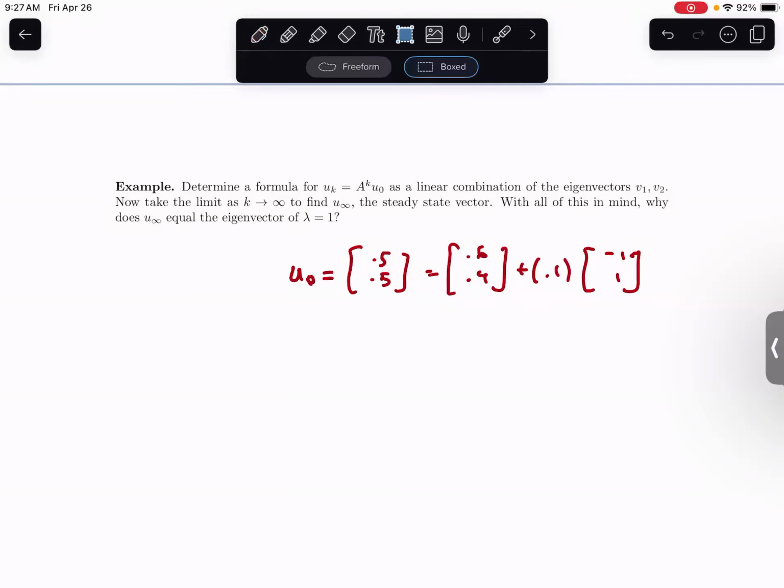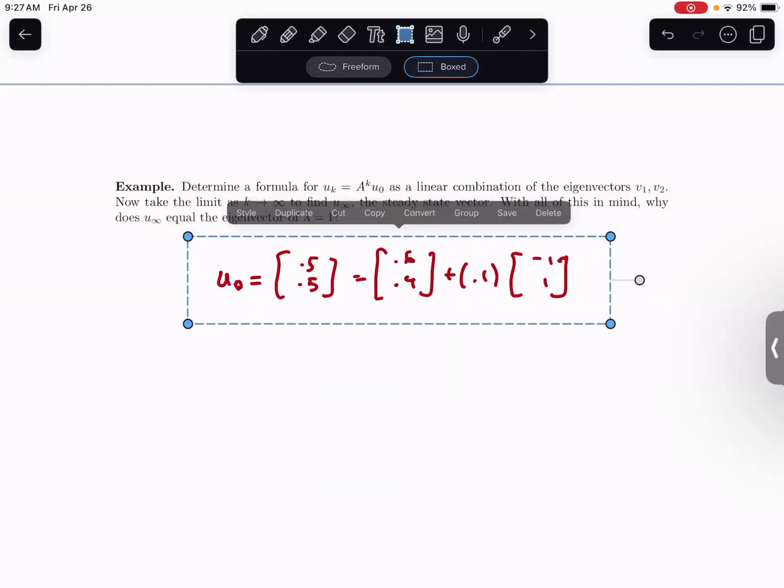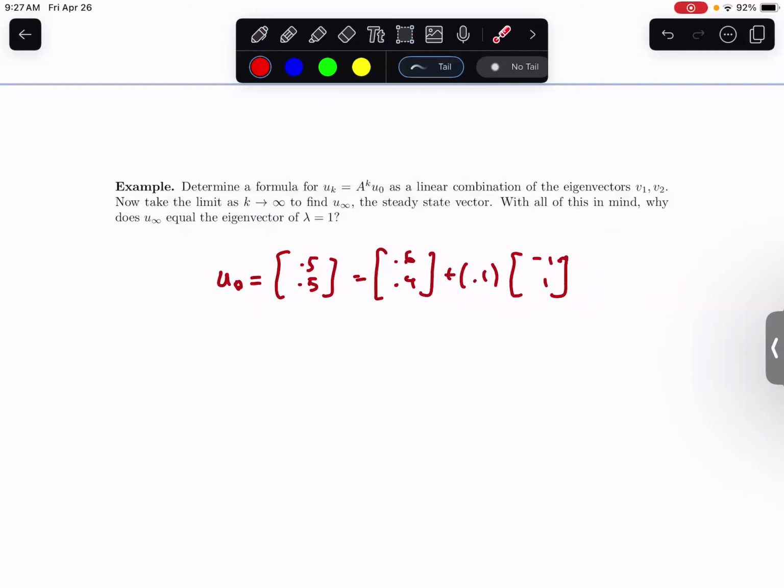So it probably wasn't enough time, but I want to make sure we're moving ahead here. So this is our initial vector, u naught, which is 0.5, 0.5. And we're writing it as the sum of these two eigenvectors, where this is an eigenvector with eigenvalue 1, and this is an eigenvector with eigenvalue 0.5.